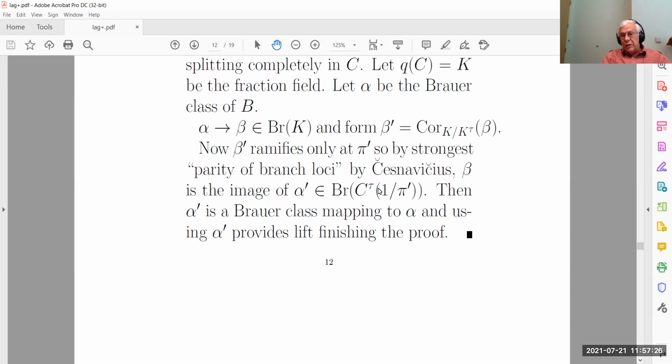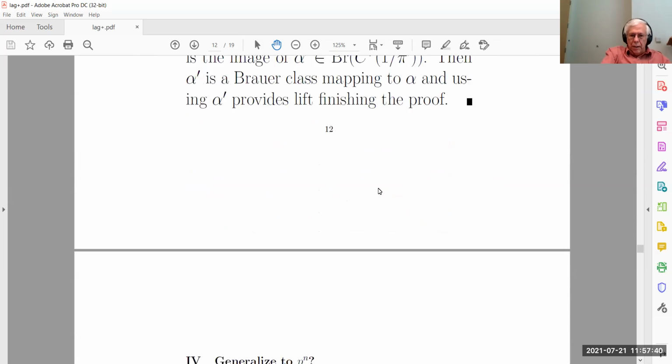But obviously I needed purity. That's another typo. That's purity of branch loci. I needed purity, and of course I needed the strong version because I needed it to be true at characteristic P2. All right.